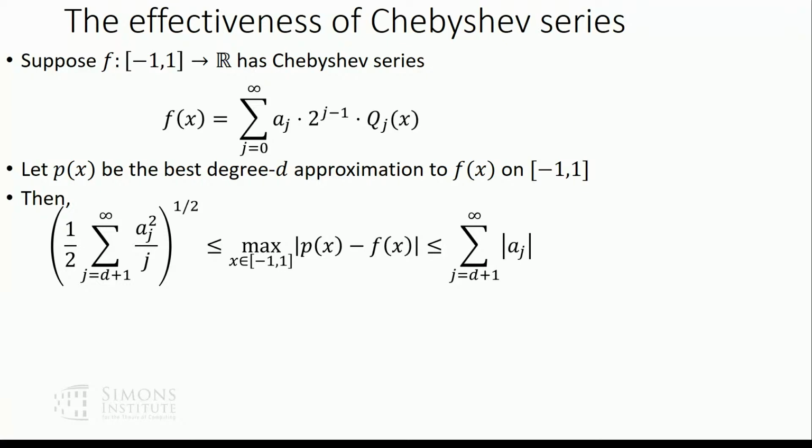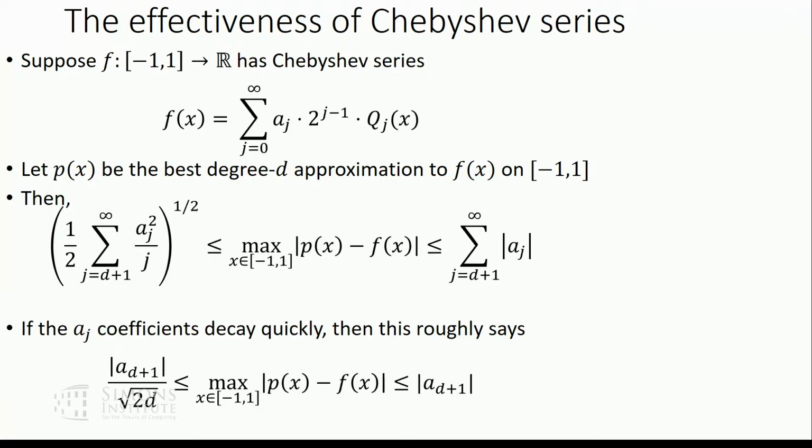The lower bound, you have to do a little bit of work because the Chebyshev polynomials can interfere with each other a little bit. But if you do an appropriate L2 analysis, you can show a lower bound that looks like this also. And in particular, if these coefficients in the Chebyshev series decay quickly enough, then the upper bound and lower bound here are very, very close to each other. It roughly says that the d+1 coefficient is really the one that matters.